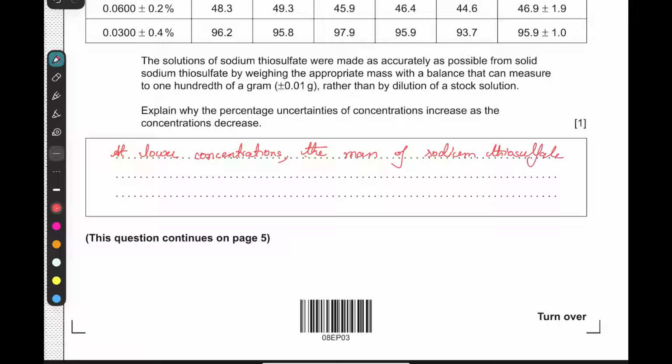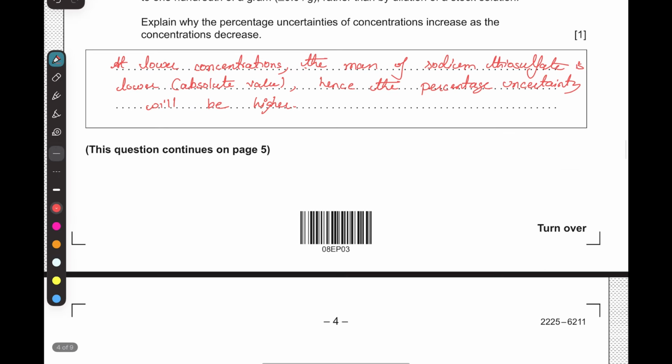Mass of sodium thiosulfate is lower. Basically, the absolute value is lower. Hence, the percentage uncertainty will be higher. That's it, and that's probably it for a one marker.